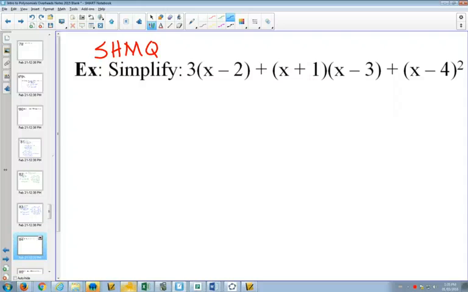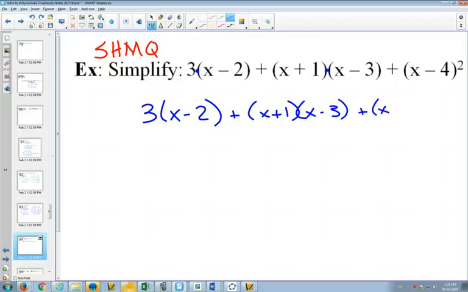All right. So what we have here is there's multiplication there. 3 times x minus 2. It's x plus 1 times x minus 3 there. And then we have x minus 4 squared there, which with repeated multiplication, if we just rewrite this, that's x minus 4 times x minus 4. So we have a bunch of multiplication things, and we know from our order of operation that we have to do our multiplication first.